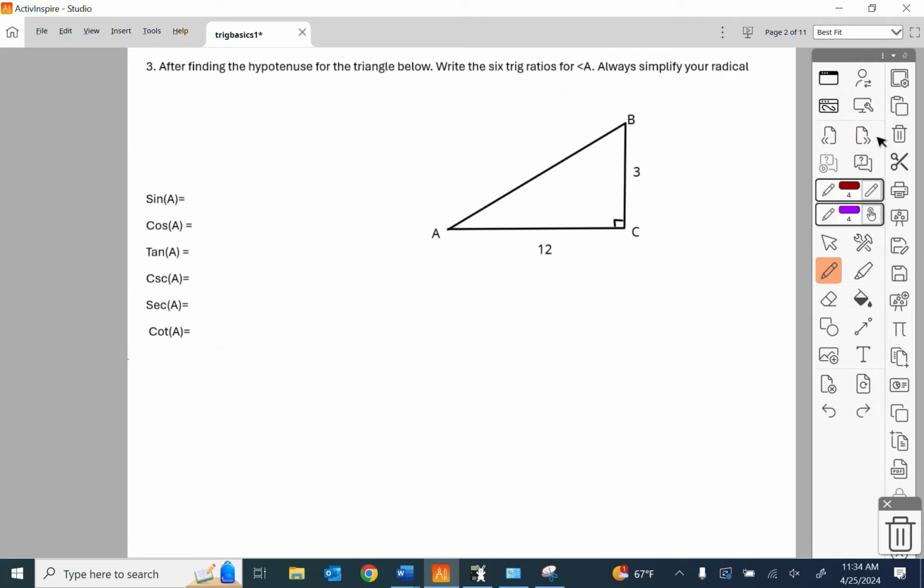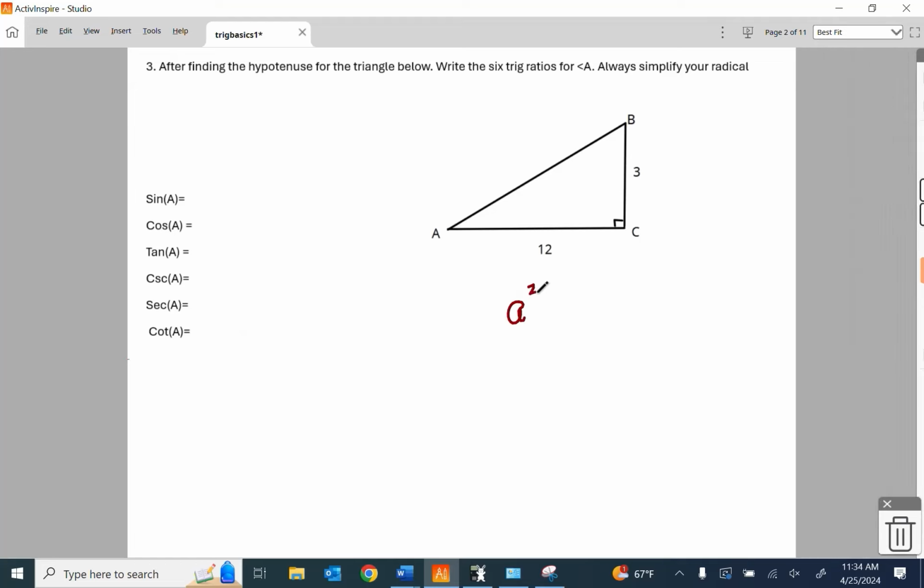After finding the hypotenuse for the triangle below, write the 6 trig ratios for angle A. Always simplify your radical. You're going to have to do a little Pythagorean theorem. So a squared plus b squared is c squared. And it doesn't matter which one's a and which one's b, but these are your legs. Don't be that kid who thinks c is 12. C is the hypotenuse.